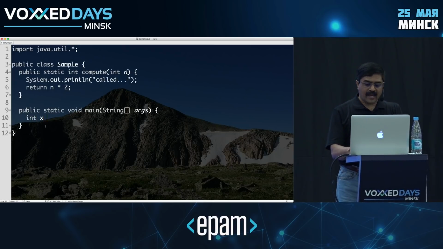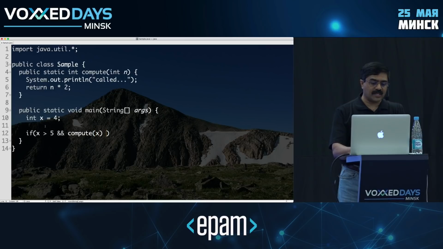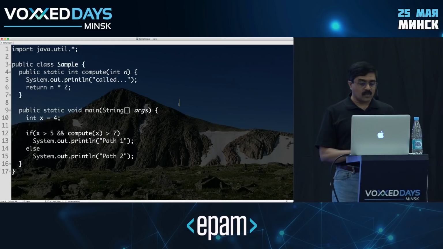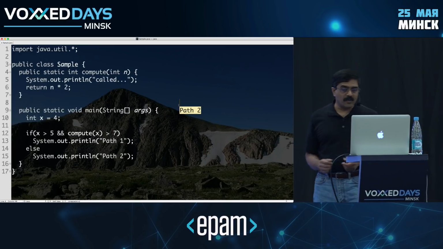I'm going to say x is equal to 4, and if x is greater than 5 and the compute of x is greater than 7, I want to print out "path 1." Otherwise, we'll print out "path 2." The good news in Java is that when I run this code, you can see compute was not called.